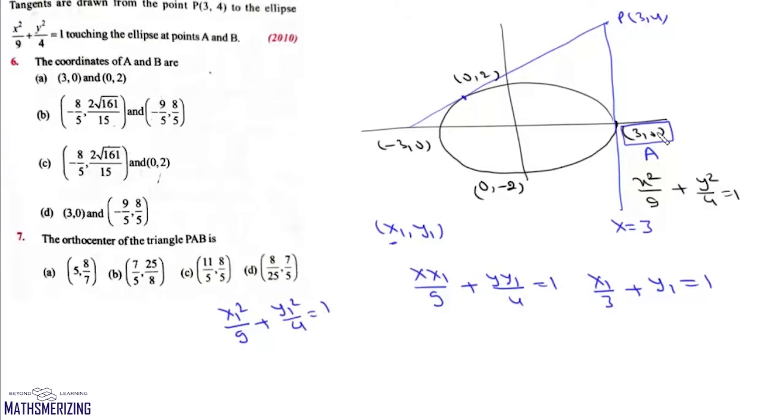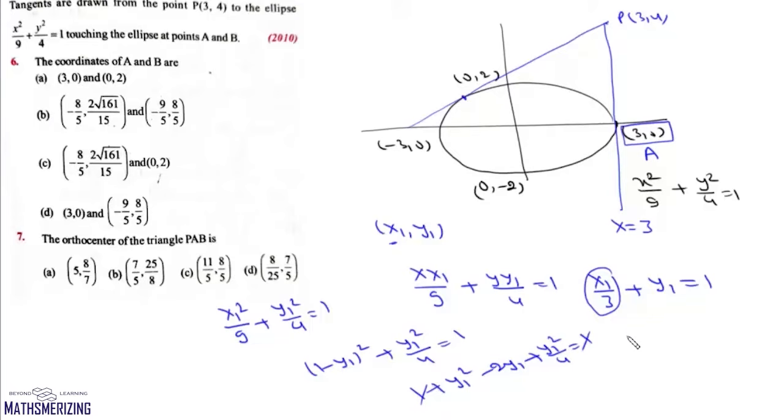So we'll get x1 square upon 9 plus y1 square upon 4, and this is equal to 1. Now we know that one of the values of y is 0, so we'll eliminate x. So we'll put the value of x1 by 3, which is 1 minus y1, so it will be (1 minus y1) square plus y1 square upon 4, and this is equal to 1. So we'll get 1 plus y1 square minus 2y1, plus y1 square upon 4, equal to 1. So this 1 and 1 will cancel. So we'll get 5y1 square minus 8y1 equals 0. That is, the value of y1 is either 0 or 8 upon 5.